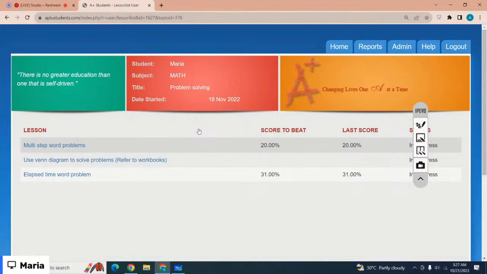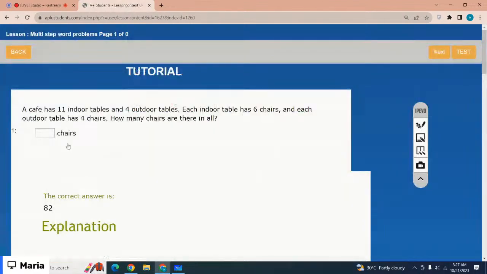Okay, multi-step word problems. Let's just start with the first lesson. Okay, a cafe has 11 indoor tables and 4 outdoor tables. Each indoor table has 6 chairs and each outdoor table has 4 chairs. How many chairs are there in all?